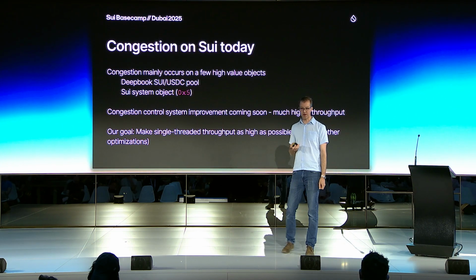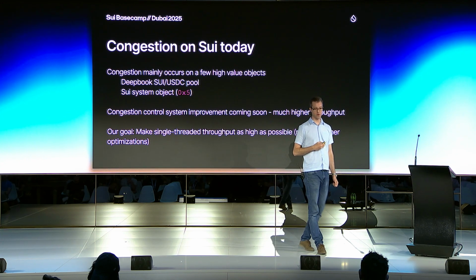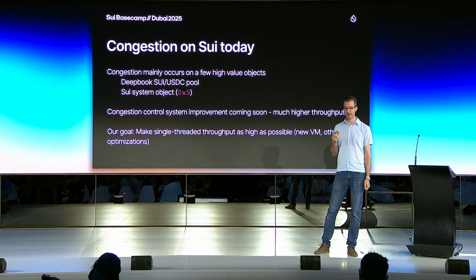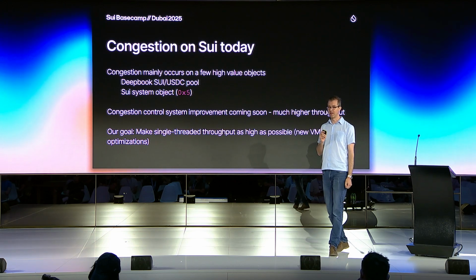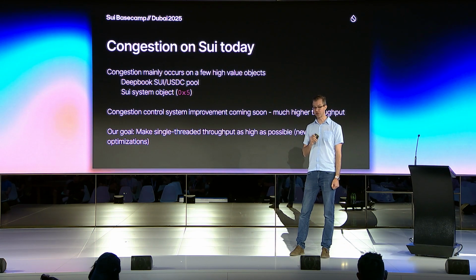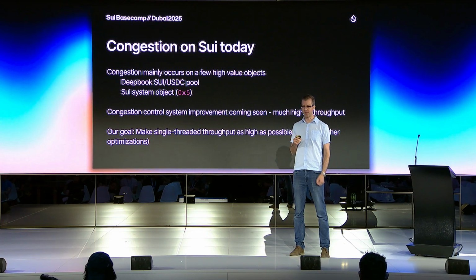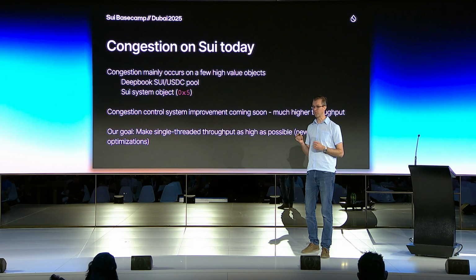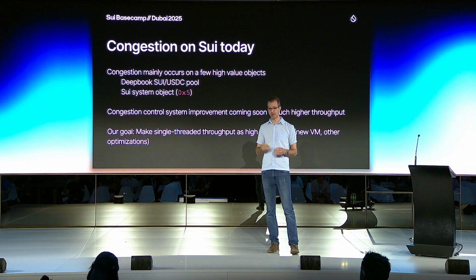I'll briefly say a few words about the state of congestion on Sui today. So we mainly see it on a few high-value objects. The Deepbook Sui USDC pool sees congestion sometimes. The Sui system object sees congestion. The good news is we have an improvement to the congestion control system coming soon, which is going to drastically increase the throughput possible. Right now, we are basically conservatively scheduling, and so we're scheduling much less work than we actually could in many cases.